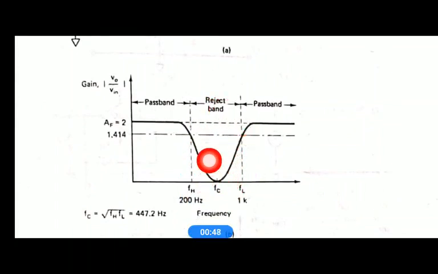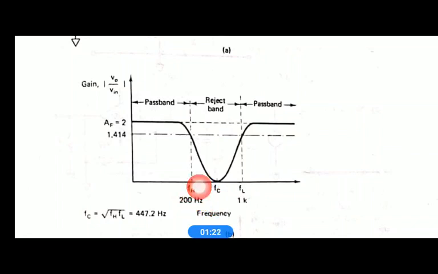rejects or stops all the signals from passing between two cutoff frequencies, FL and FH, or we can say between a band of frequencies, that band formed by FL and FH, right? The band is the range of frequencies decided by FL and FH.